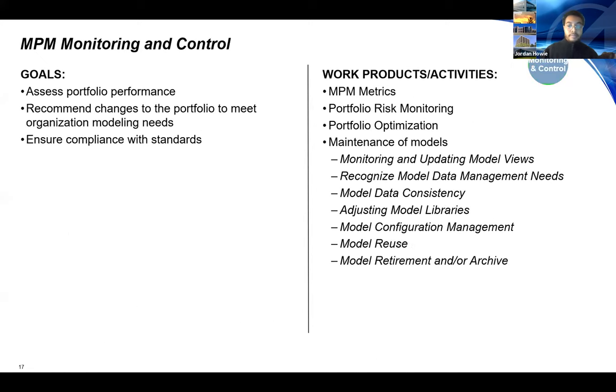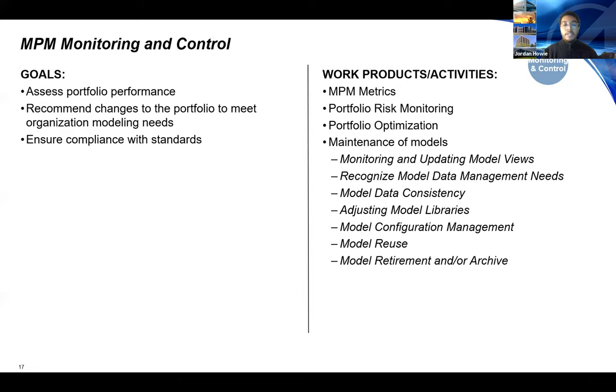Next slide, please. And finally, we have MPM monitoring and control. So this is used to assess the performance of the portfolio, recommend changes as organizational needs shift, and ensure compliance with standards.